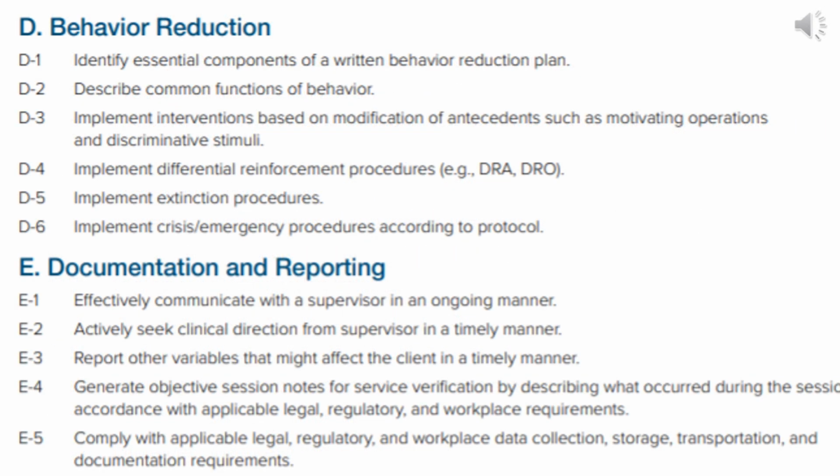The next 2 sections are behavior reduction and documentation and reporting. For behavior reduction, the individual is trained on several aspects relating to reducing inappropriate or unwanted behavior in a client. It focuses both on understanding the behavior, such as what is maintaining the behavior, and plans for decreasing the behavior. Some common methods for decreasing behaviors include extinction and differential reinforcement procedures.